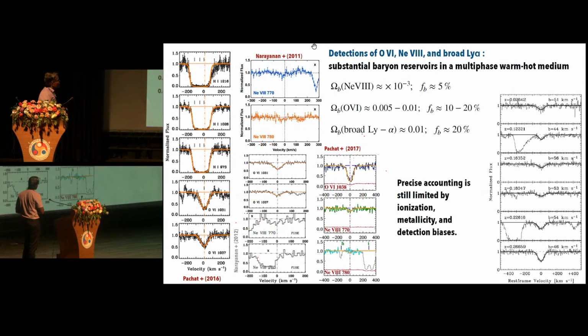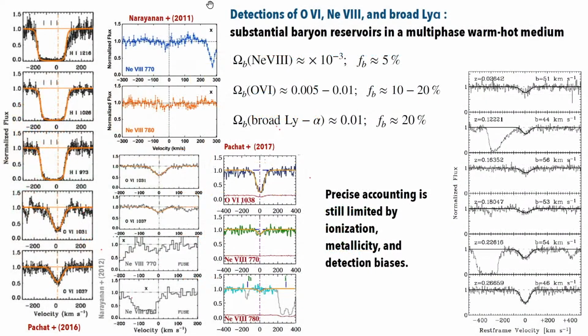And usually the neon 8 detections are very well supported by complementary detections from oxygen 6. So neon 8 plus oxygen 6 allow us to firmly constrain the temperature in that gas phase, which is often reminiscent of the kind of temperatures that exist in WIM or in the hot CGM. Some more examples are given here.